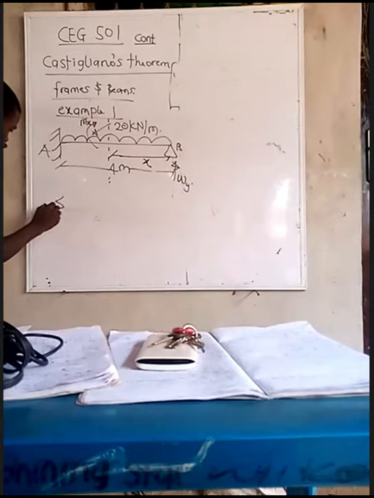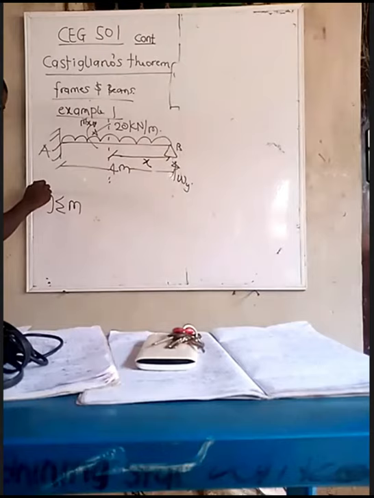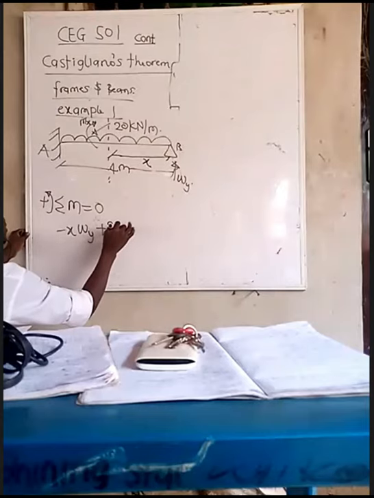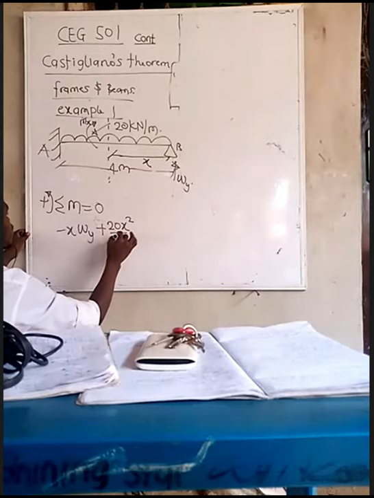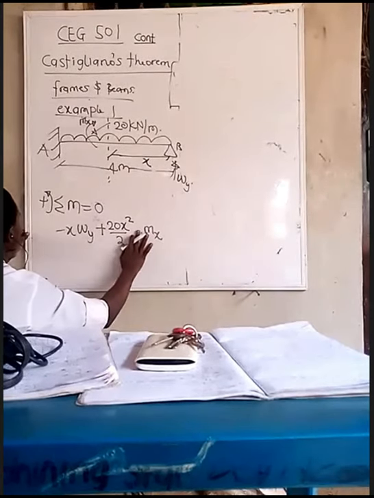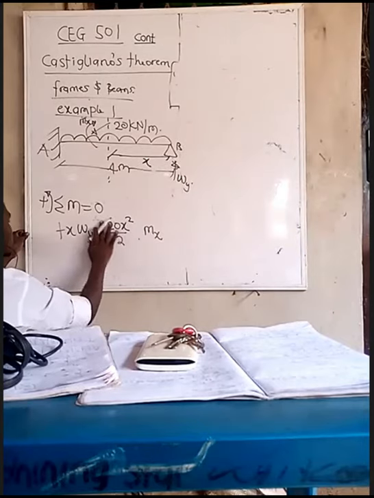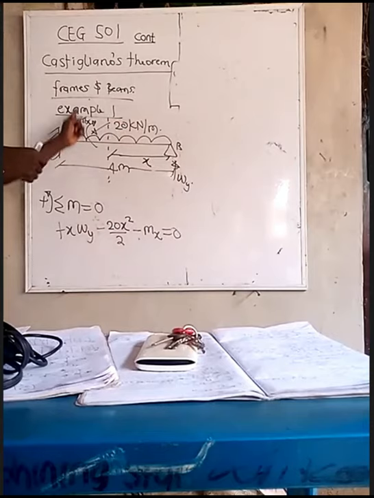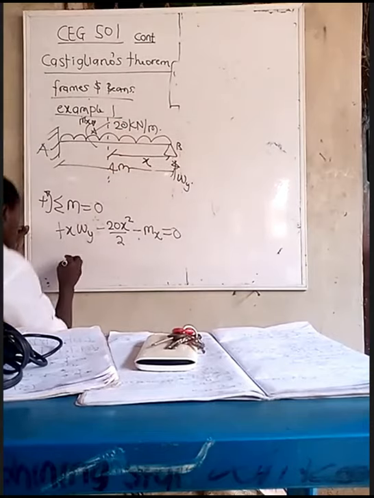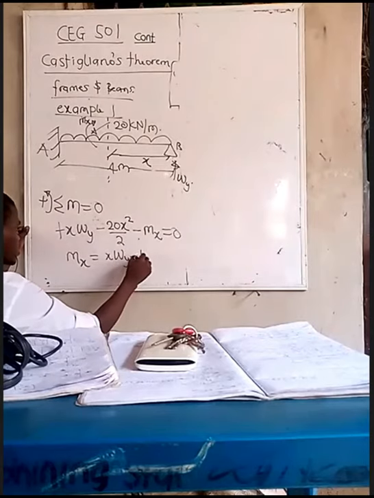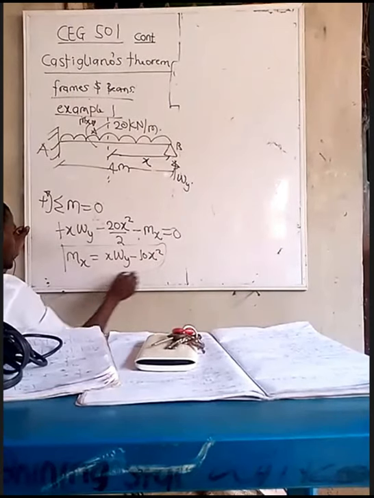So as usual, summation M is equal to what? Anticlockwise is positive, is equal to zero. So that means plus x WY minus 20 x squared over 2 minus mx is equal to zero. Anticlockwise is positive. If you are confused, let me know. So mx is equal to x WY minus 10 x squared. These are the moment equations.